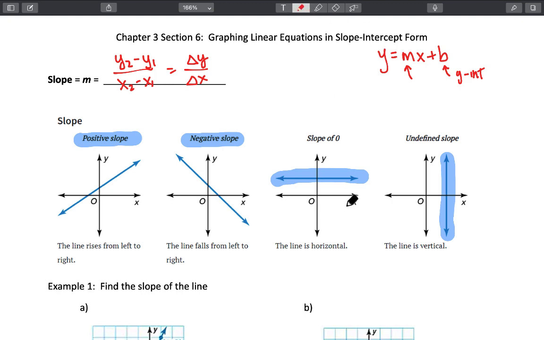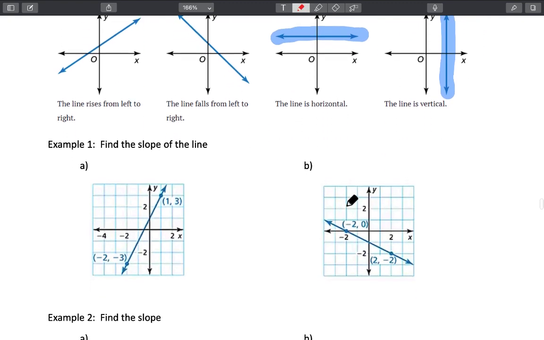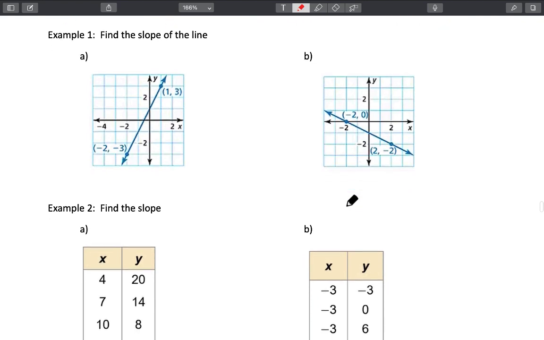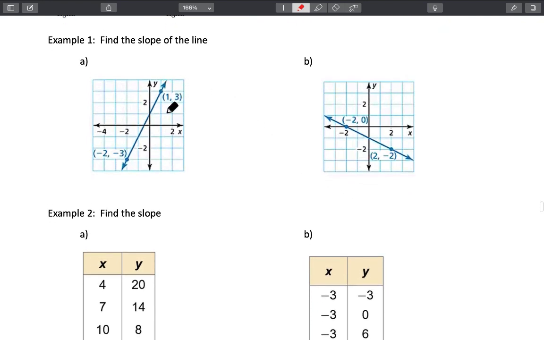All right, let's jump into a few examples here. And it says to find the slope of each line. So there's several ways to do this. The first one here, we're going to look at just using the coordinates. So I have one coordinate here is 1, 3, and the other coordinate is -2, -3.